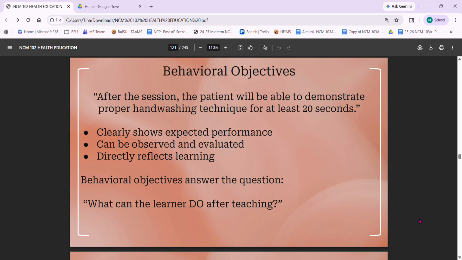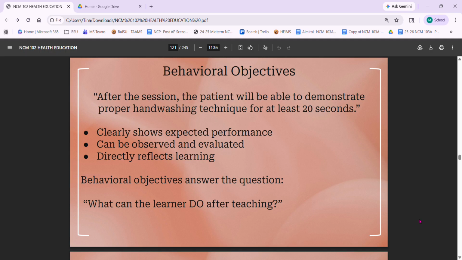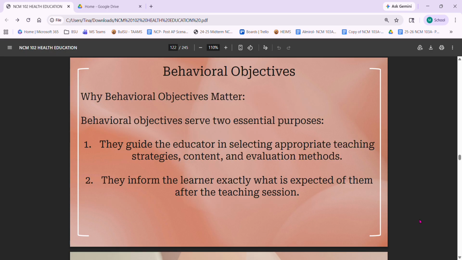Si educational objective, overall direction. Sa instructional, guide yung teaching process. At si behavioral, yung it determine if the learning actually happened. Okay? Now, sige, let's proceed here. So, bakit ang behavioral objective matter? Okay, so it serves 2 essential purpose.